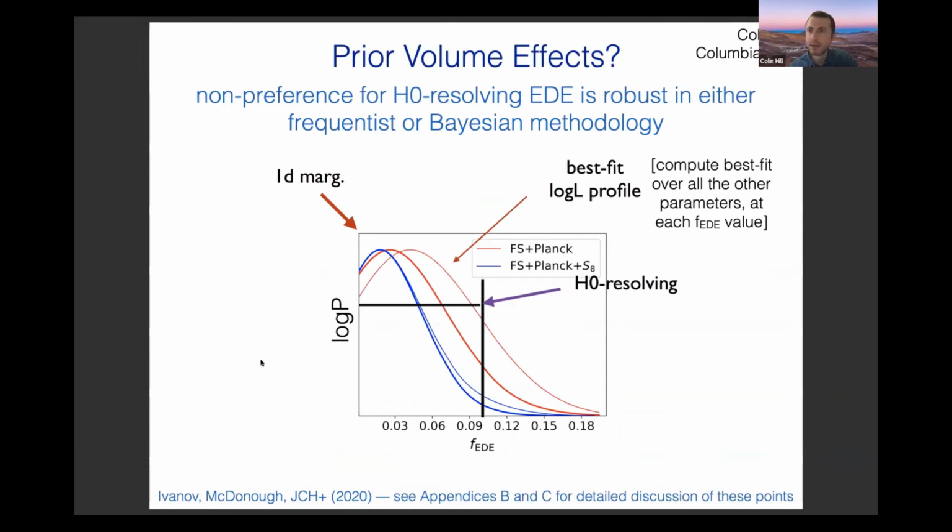In the interests of time, I shouldn't go through this in detail, but let me just assert that whether or not you account for a frequentist approach or a Bayesian approach that could be sensitive to prior volume effects, you get effectively the same answer.